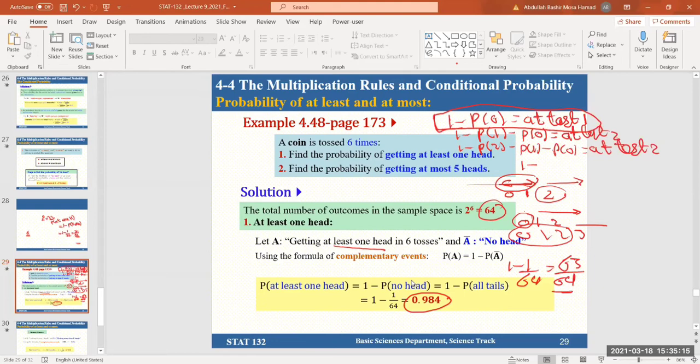In the exam, maybe we ask you about at least 2, but we explained to you at least 1. If you understand at least 1, you will understand at least 2. But now we already explained to you at least 2, at least 3, and so on. Clear?